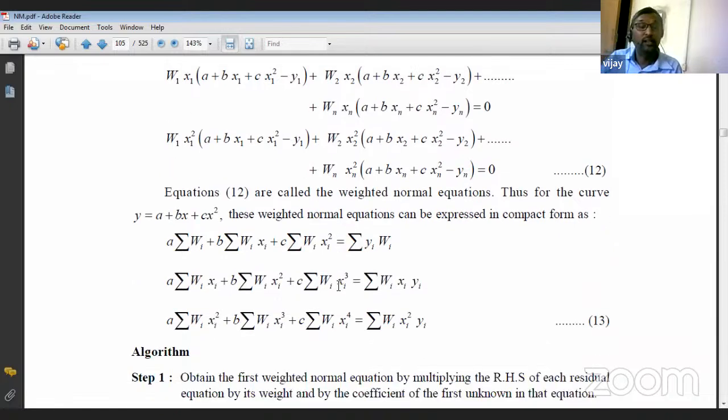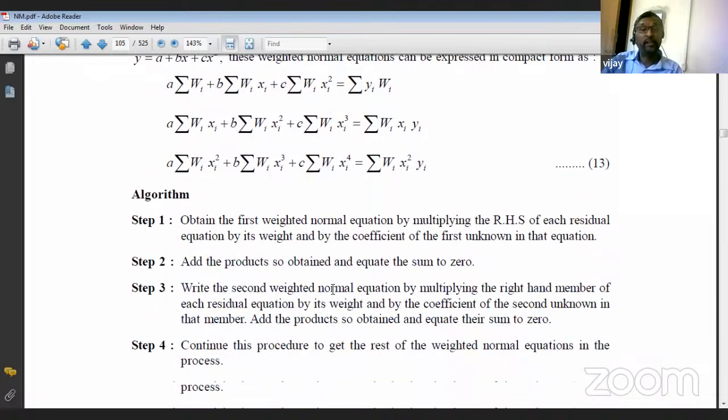So we can write here: a summation of W plus b summation of Wx plus c summation of Wx square is equal to summation of Wy. Then a summation of Wx plus b summation of Wx square plus c summation of Wx cube equals summation of Wxy, with the summation constants taken common. Then a summation of Wx square plus b summation of Wx cube plus c summation of Wx to the fourth equals summation of Wx square y.